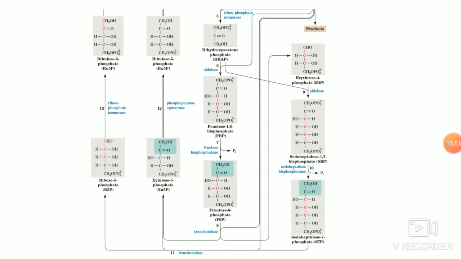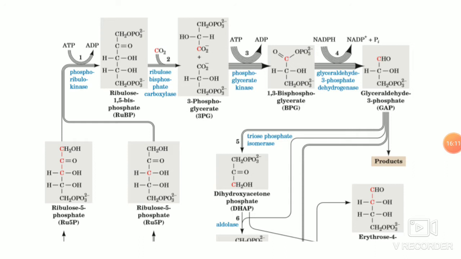Then 3-phosphoglycerate converting into 1,3-bisphosphoglycerate, one more ATP is utilized, and then 1,3-bisphosphoglycerate converting to glyceraldehyde 3-phosphate, NADPH is used, and in the rest of the conversions no energy is utilized. That is, in reaction 1 there is 1 ATP used, in reaction 3 1 ATP is used, and in reaction 4 there is a dehydrogenase reaction where NADPH is converted to NADP and phosphate.